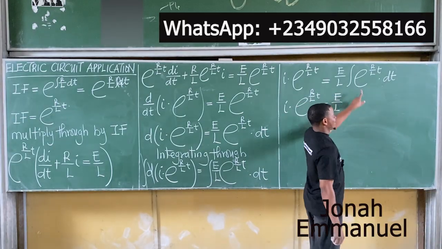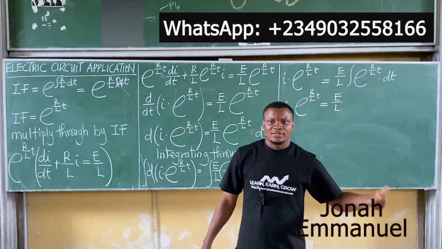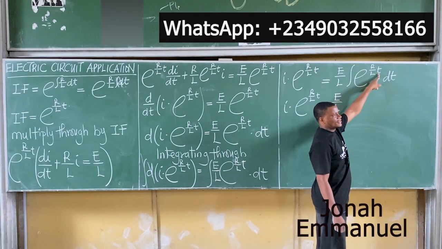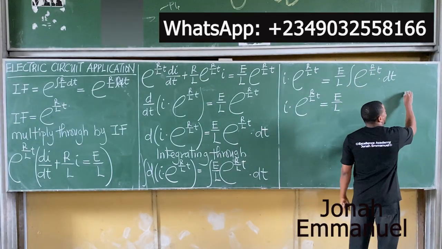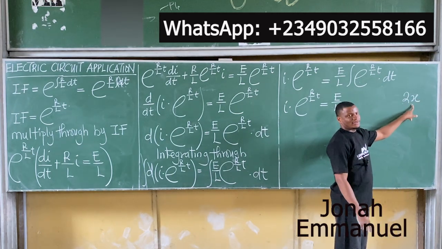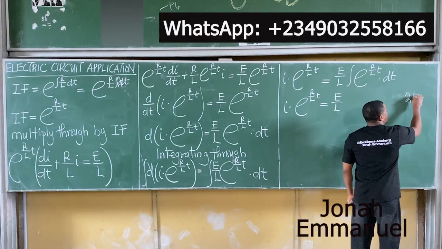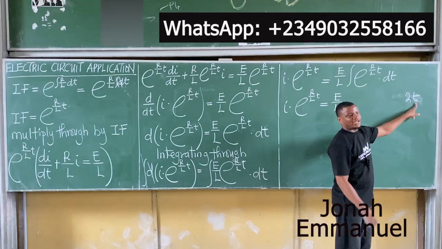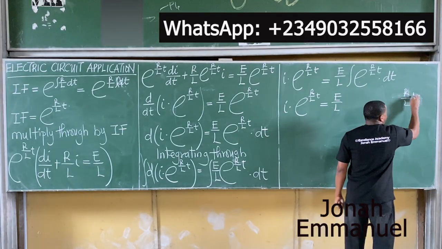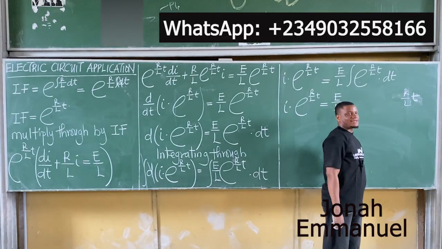How do you integrate an exponential term? What do you do? Differentiate the power and take it as what there? Denominator. What's the power here? The power here is R over L t. Now, question. If I have 2x, if I differentiate 2x with respect to x, what do I get? 2. So what if I have 2t? Differentiate 2t with respect to t, what do you get there? 2. So what if I now have R over L t? Differentiate this with respect to t, what do you get there? R over L. That's it.